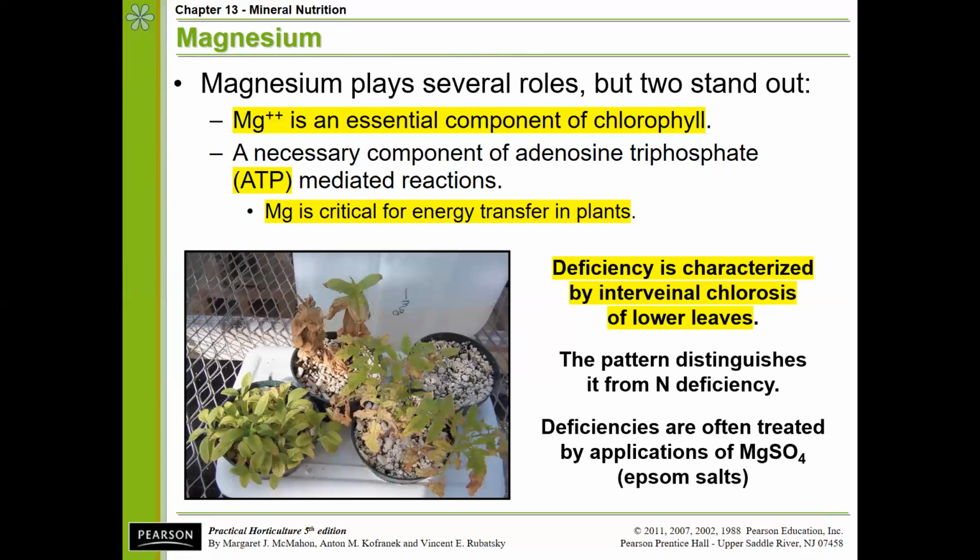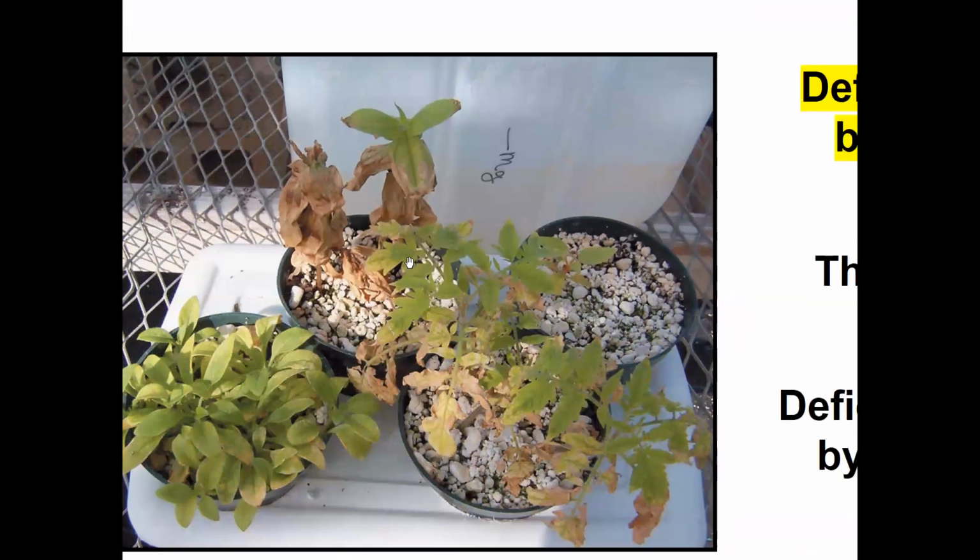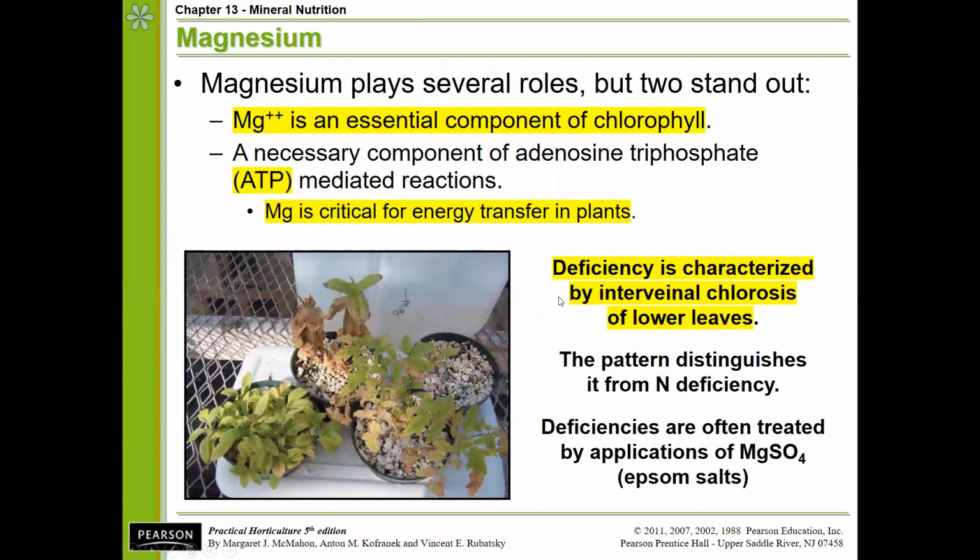Because it's intraveinal, and let's see if I can zoom in here. If you look at the leaves here on the tomato plant, notice it's in between the veins. The veins are still green themselves, and the zinnia back here, it's intraveinal chlorosis, yellowing in between the veins. That distinguishes it from nitrogen deficiency.